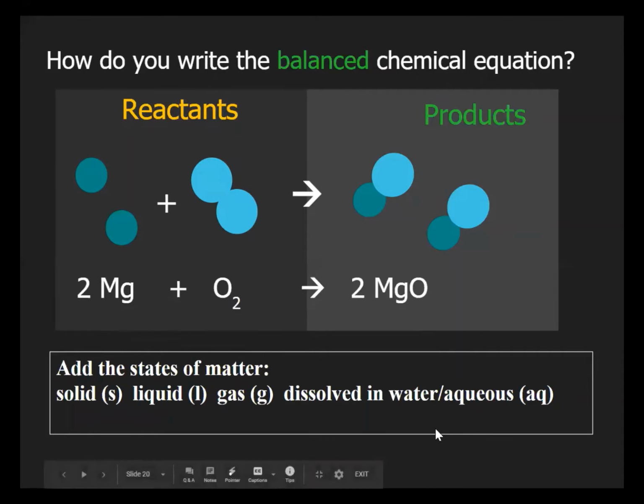The last thing you can do, just to give people an idea of what this equation looks like, is you can add the states of matter.